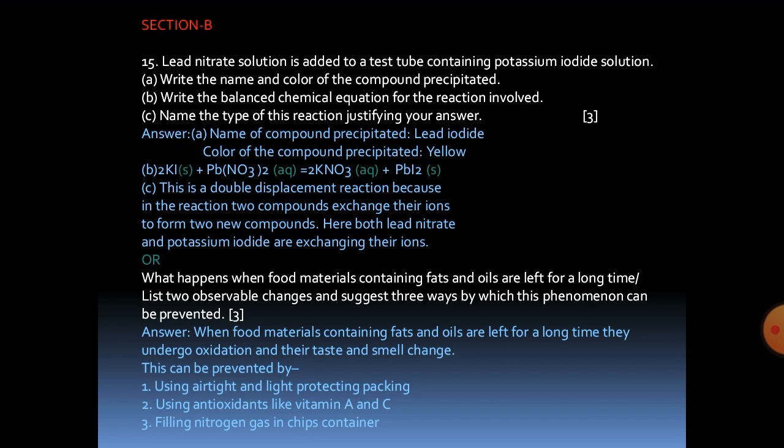Write the balanced chemical equation, which we have written, and the C part is, name the type of the reaction justifying your answer. So this is a double displacement reaction, because in this reaction 2 compounds exchange their ions to form new compounds. So lead nitrate and potassium iodide are exchanging their ions. So this is a double displacement reaction.